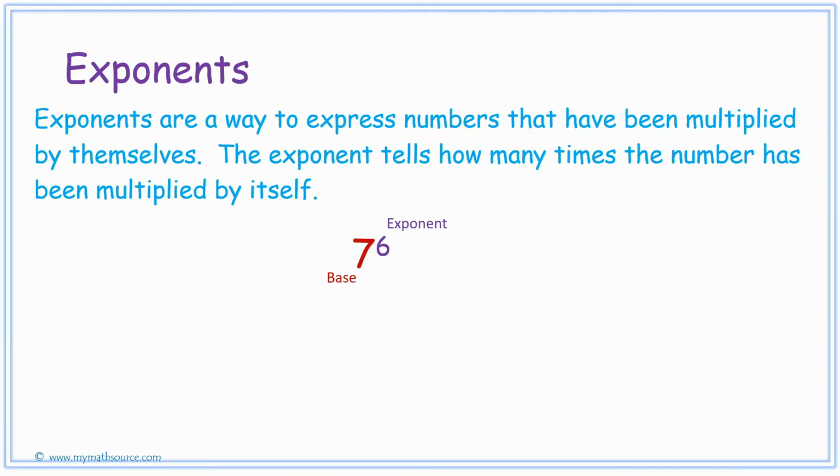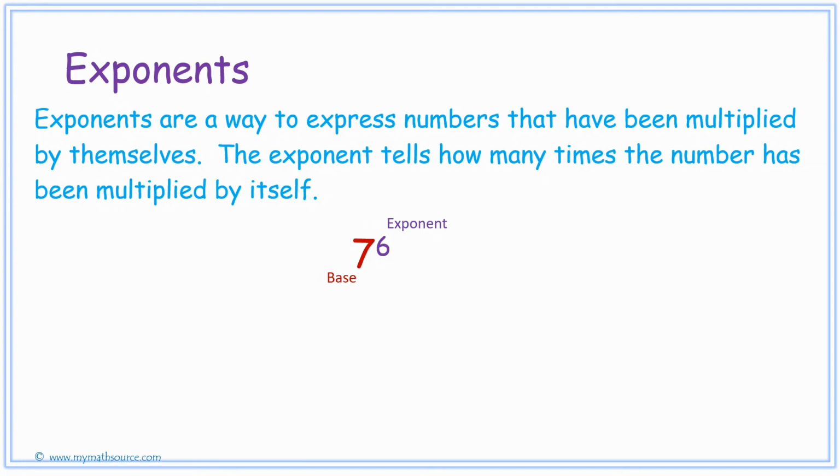All right, so what we want to look at a little bit more is the exponents. And what are they? Exponents are just a way to express numbers that have been multiplied by themselves a series of times. So here we have an example. We have 7 to the power of 6. So 7 represents the base. So that's the number that's being multiplied a series of times. So the exponent tells us how many times the number has been multiplied by itself.